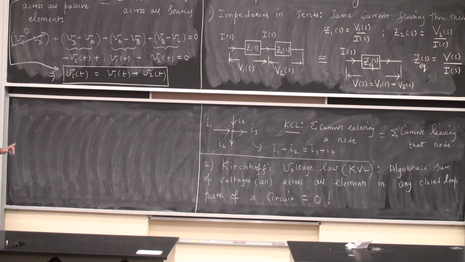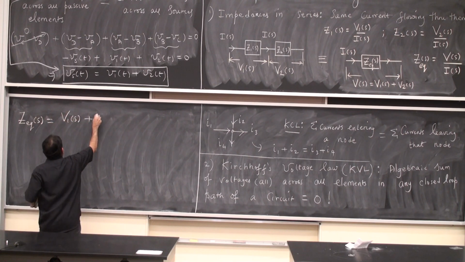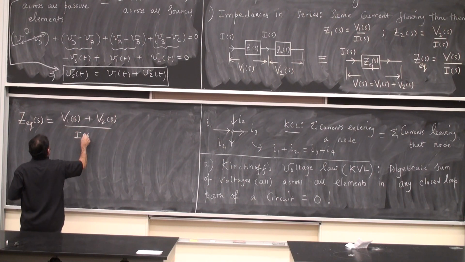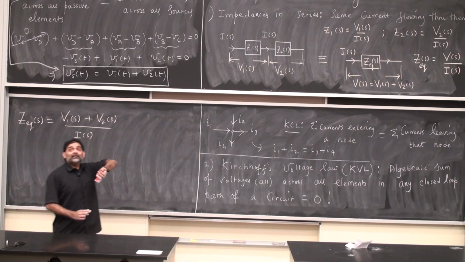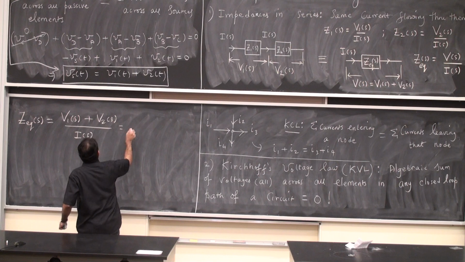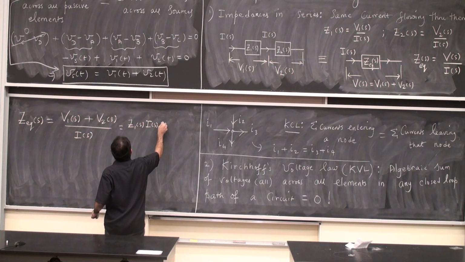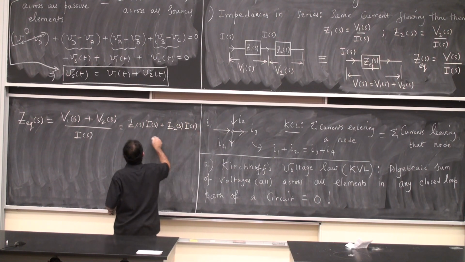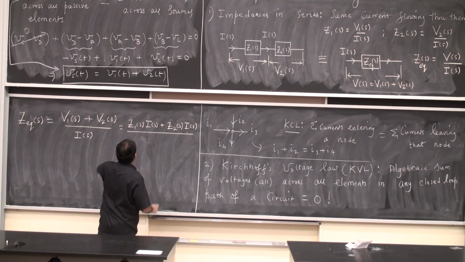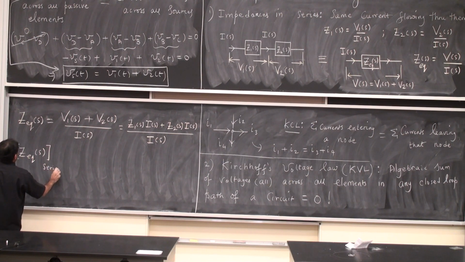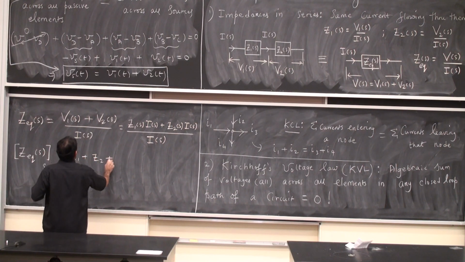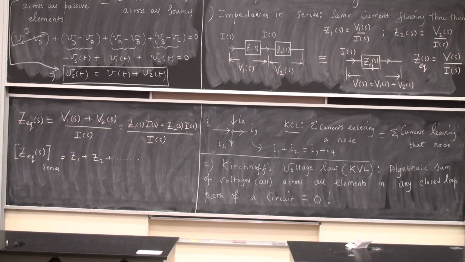So what am I going to do? I'm going to take that V of S and say V equivalent of S is V1 plus V2, and you obviously know where I'm going with this, because instead of V1 I'm going to substitute Z1 times I, instead of V2 I'm going to substitute Z2 times I. So this is Z1 plus Z2 by I of S. I of S is a common factor, cancels out, and so I have Z equivalent in series is Z1 plus Z2.